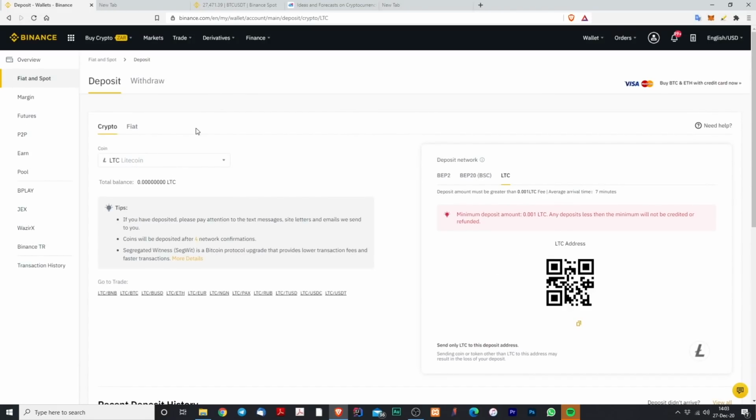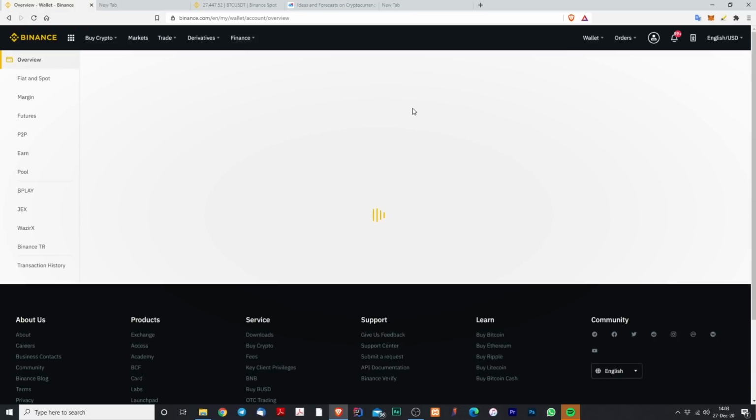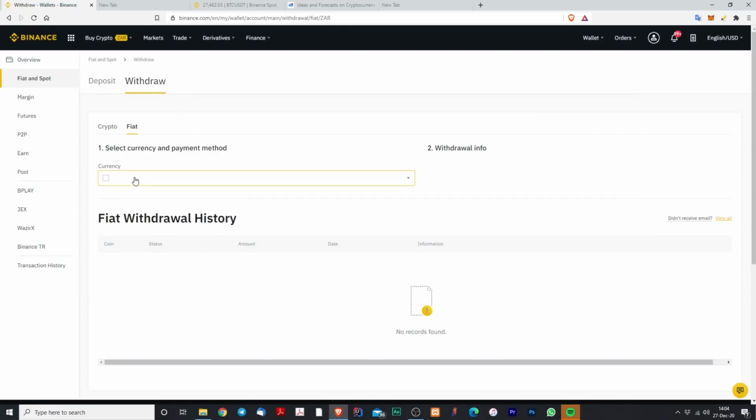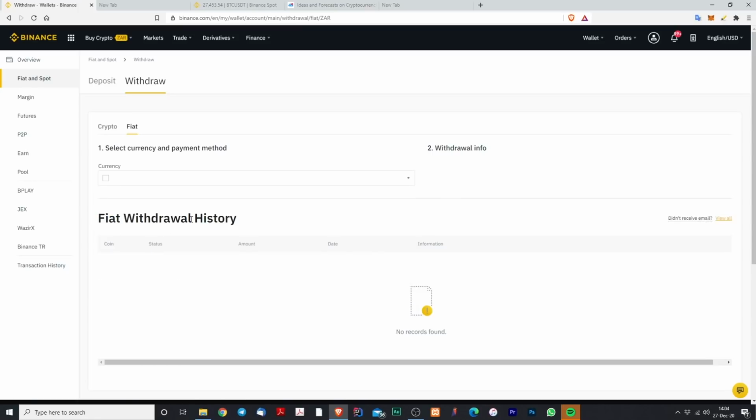And if you want to withdraw, it's as simple as going into the overview, and it shows you the withdraw option over there. So here you simply click withdraw. If you try to withdraw fiat, if your local currency is allowed to be withdrawn from Binance, maybe you're in Brazil and you have the Brazilian real, or if you're in Europe, you can actually withdraw the euro directly here into your bank account. All you need to do is provide your banking details into Binance.